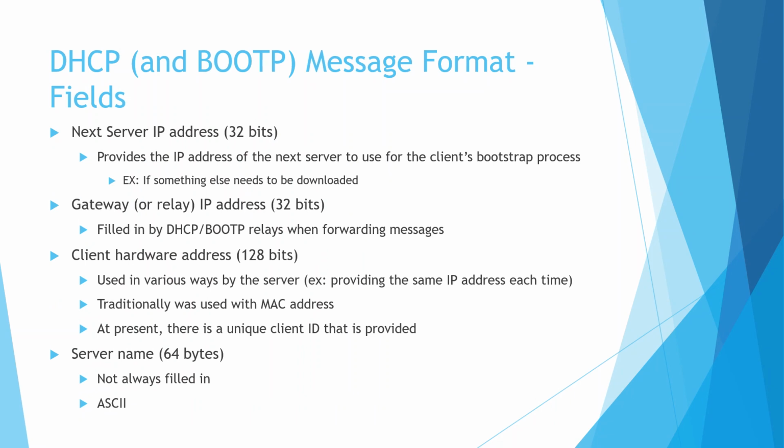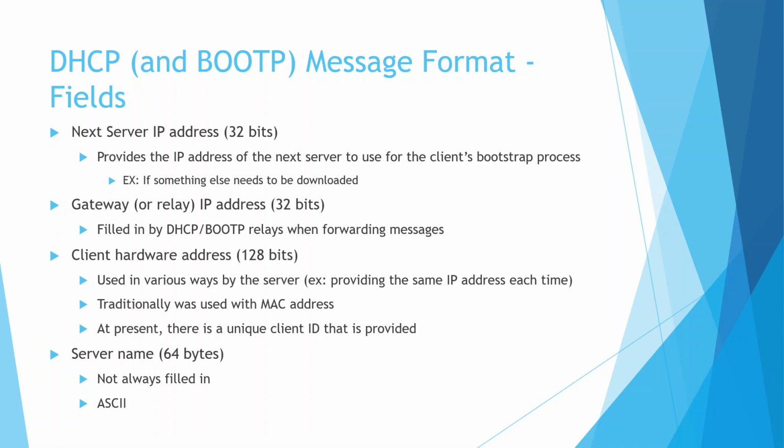Then we have the next server IP address, and that's going to be a 32-bit field as well. That's where we're going to be providing the IP address of the next server to use for the client's bootstrap process, or when we need to download something else. So if there's some other configuration that we need to get from another DHCP or BootP server, we can use the next server IP address. We're just directing to another server for that process.